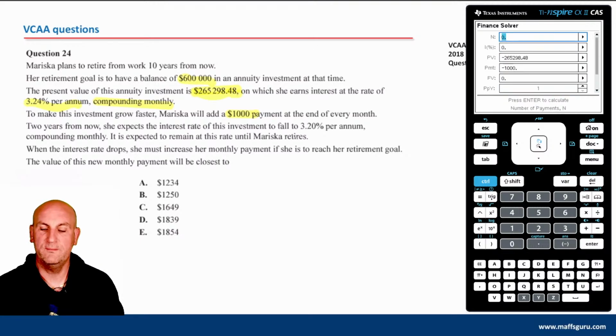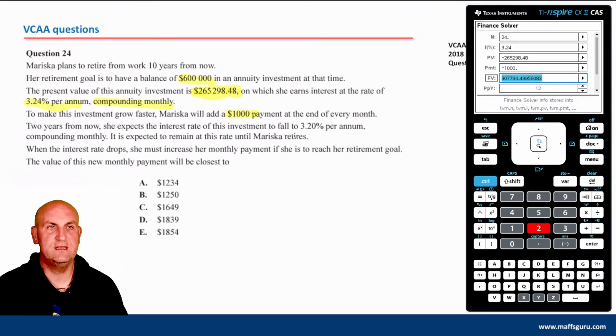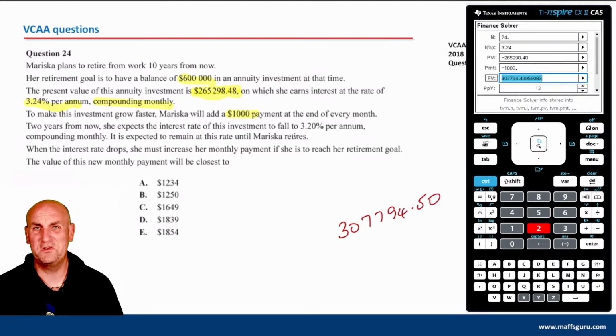So we've got, let me see, 2 times 12 there. My interest rate was 3.24%. And my PPY and CPY are 12. So at the end of the second year, she has, and again, I always write this down just in case I stuff up at some point in the question, $307,794.50. Fabulous. Right, so 2 years from now, she expects the rate of the interest to change.